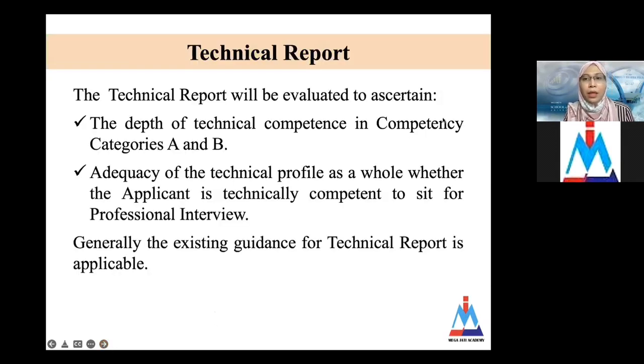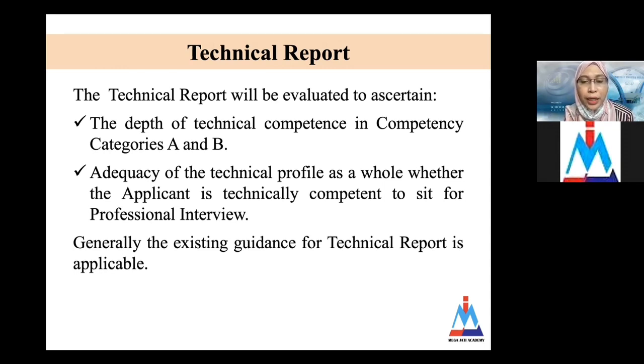Right? So this one that I've said just now, the depth of technical competence in competency categories A and B, as well as adequacy of the technical profile as a whole, is whether the applicant is technically competent to sit for the professional interview. So basically, once you fulfill the technical competence in competency category A and B, then the panel who assess your report would be satisfied with that, and if everything is okay, then they will call you to sit for the professional interview.